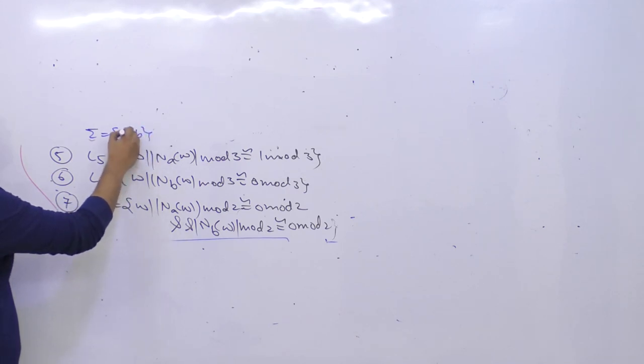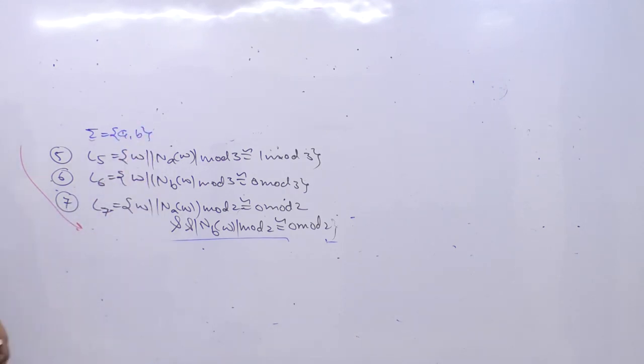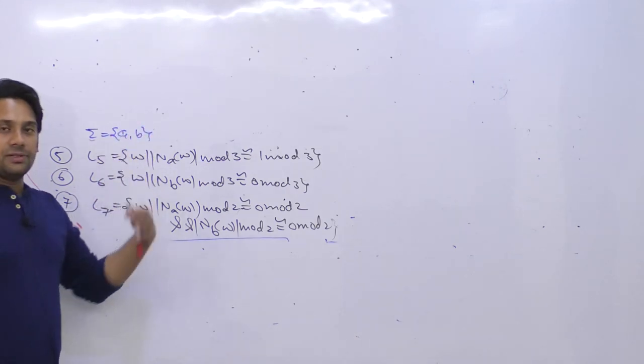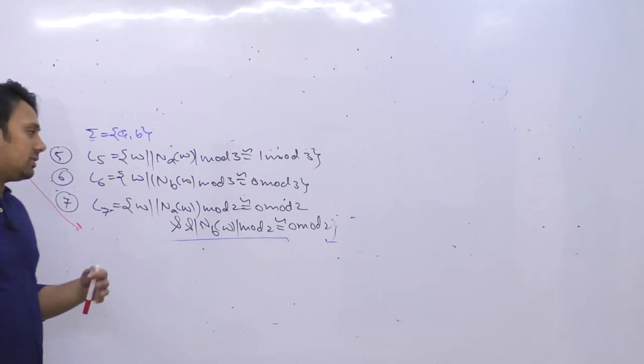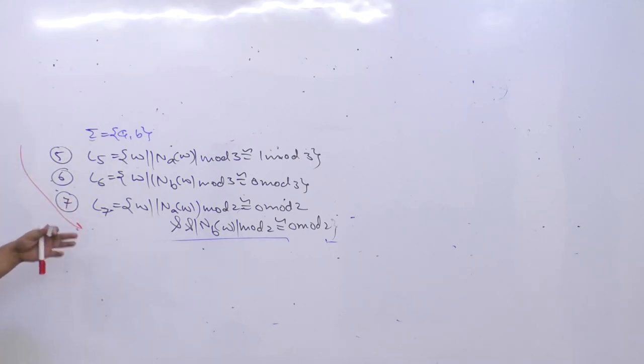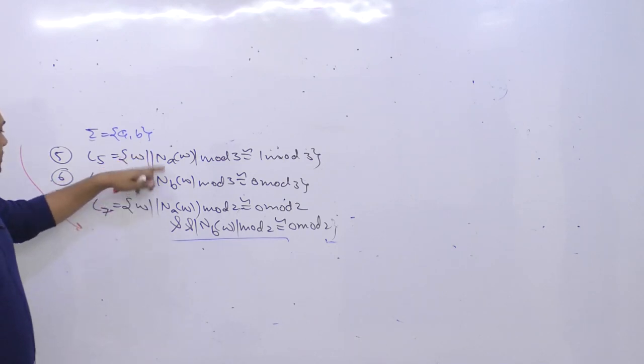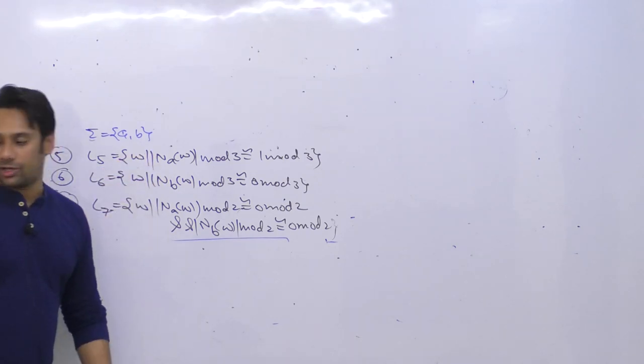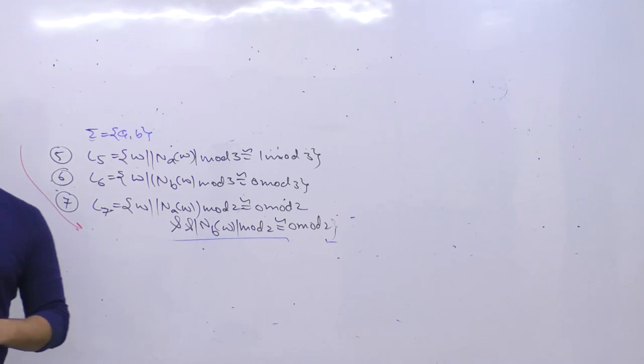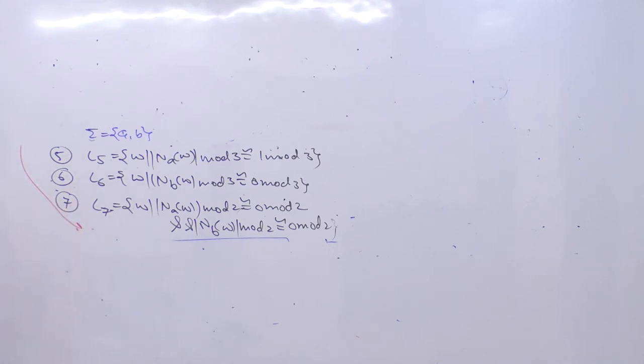So here I just wrote all these 3 examples for A and B. And the above examples, I think they were for 0 and 1. I don't even remember. But anyways, so these three examples are for summation equal to A comma B. यहाँ पर आपका summation जो है वो A comma B है. That means we have 2 symbols. Okay.